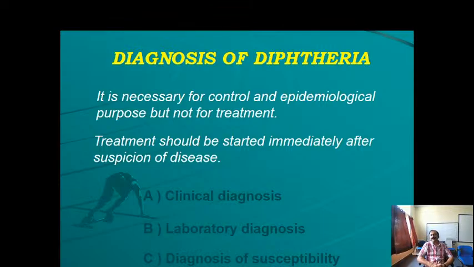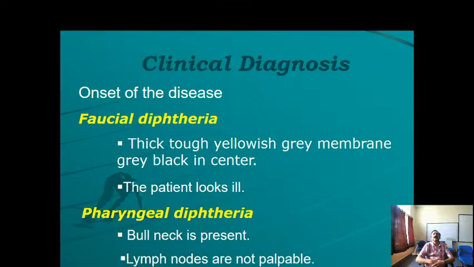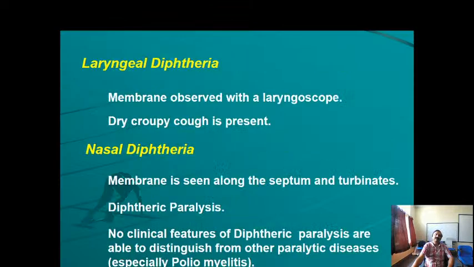The diagnosis of diphtheria. Diagnosis must be made in time and treatment given in time for the patient to survive. It is necessary for control and epidemiological purposes, and treatment should be started immediately. You can have clinical diagnosis, lab diagnosis, and diagnosis of susceptibility. First is the onset of disease. As you are aware, in faucial diphtheria there is a thick, tough, yellowish-grey membrane, with necrosis starting, then grey-black in the center. The patient looks ill. Bull neck may be there in pharyngeal diphtheria. Lymph nodes are palpable or not palpable, depending.